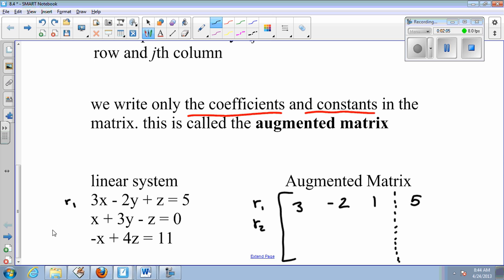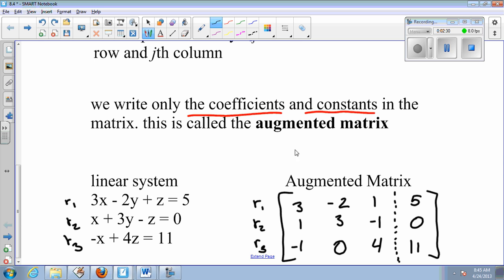Row 2, coefficients 1, 3, -1, answer 0. And row 3, -1, there is no y, so we put a 0 in that column. 4, 11. So we see we have 3 rows by 4 columns. This is a 3 by 4 augmented matrix. Rows by columns.